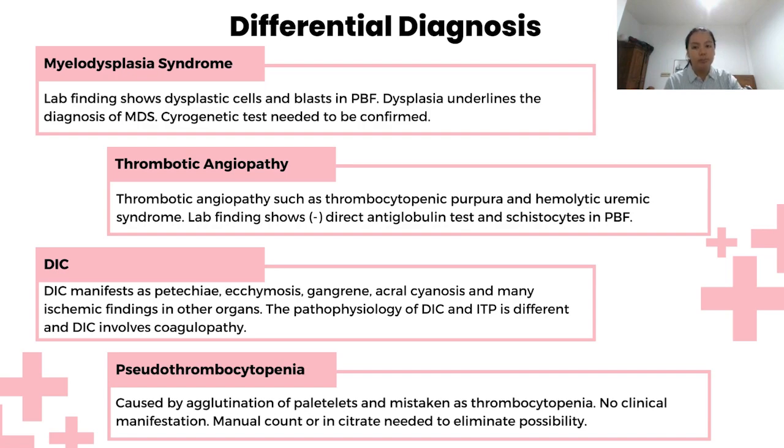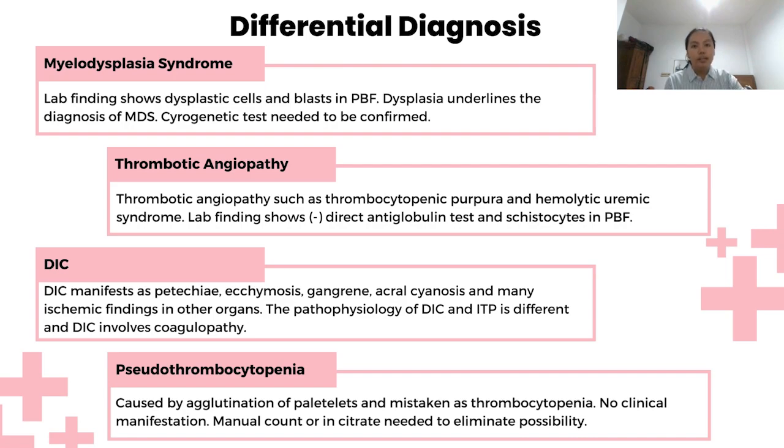Next is thrombotic microangiopathy, such as thrombotic thrombocytopenic purpura and hemolytic uremic syndrome. Hemolytic uremic syndrome usually manifests along with diarrhea in children, and lab findings show negative direct antiglobulin tests and schistocytes in the peripheral blood film.